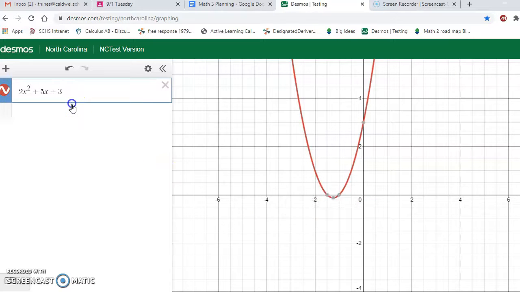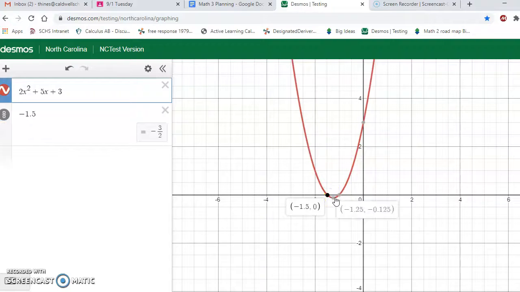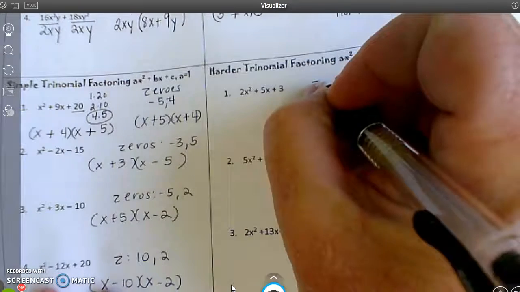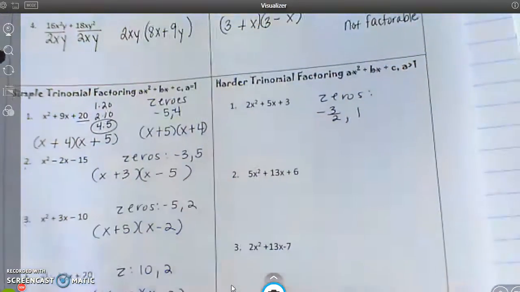If you don't know the fraction, you can always put it over here, negative 1.5, and then press this little fraction button beside of it. That's negative 3/2. I'm going to ask you to write it in fractions so I can show you how to come up with the answers that you need for the problems that you're going to be looking at. So we know it's negative 1.5 or negative 3/2 and negative 1. So the zeros are negative 3/2 and 1.